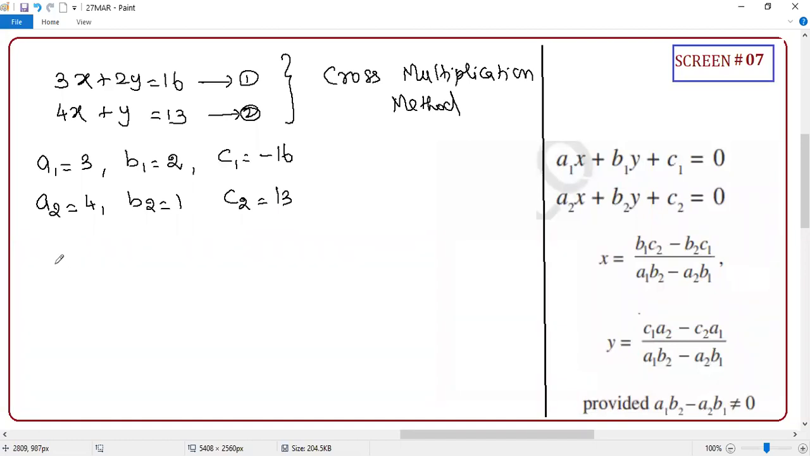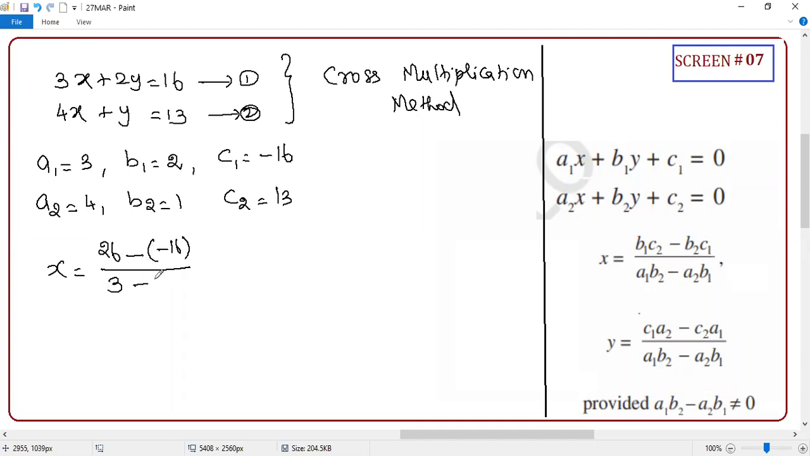Clear or not? Now what is my x? B1 C2. You see here, B1 C2: 2 13s are 26, minus the next one, B2 C1. What is this? 1 times minus 16 is minus 16. Correct or not? Now what is the denominator? A1 B2 minus A2 B1. Now you understand why it's called the cross multiplication method, right? We are multiplying cross way, correct or not?